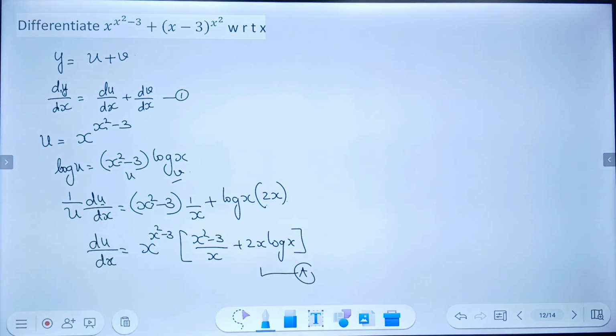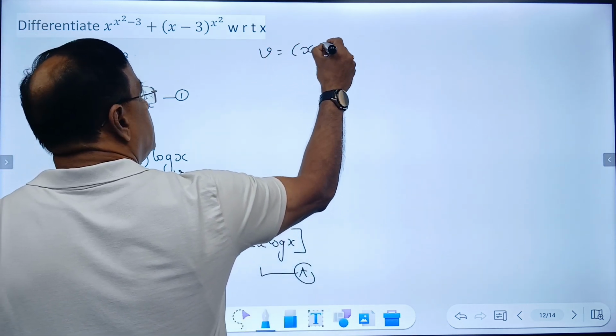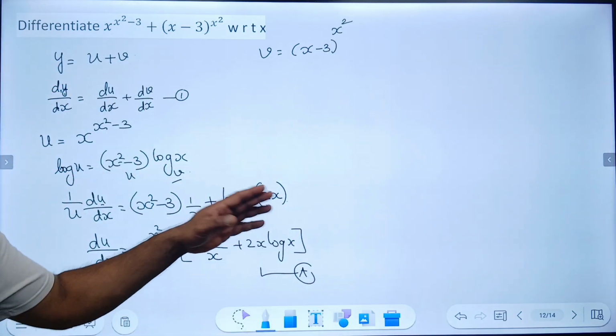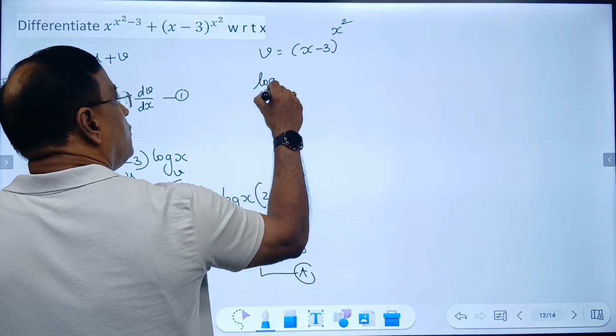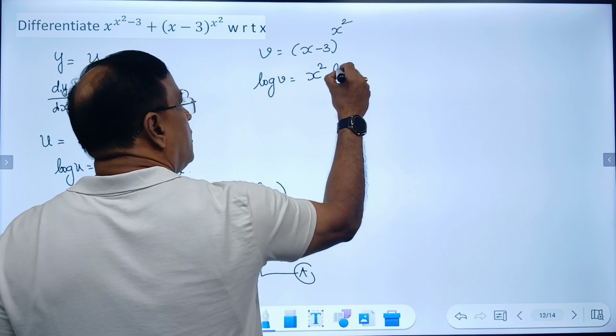Straightforward question. Now what is v? V will be x minus 3 whole power x square. Variable raised to the power of variable. Take log. Log v equal to n log a.